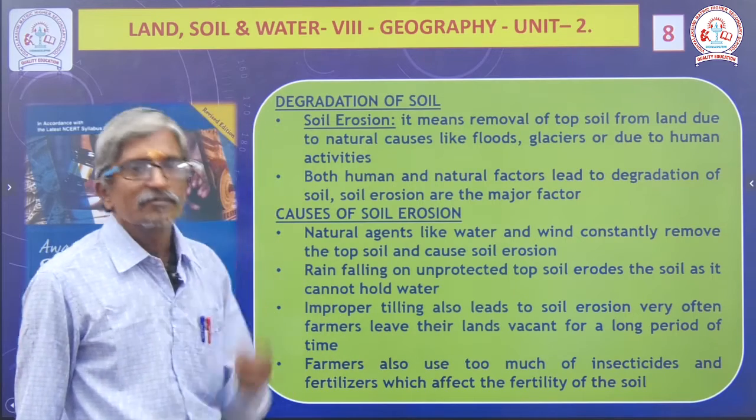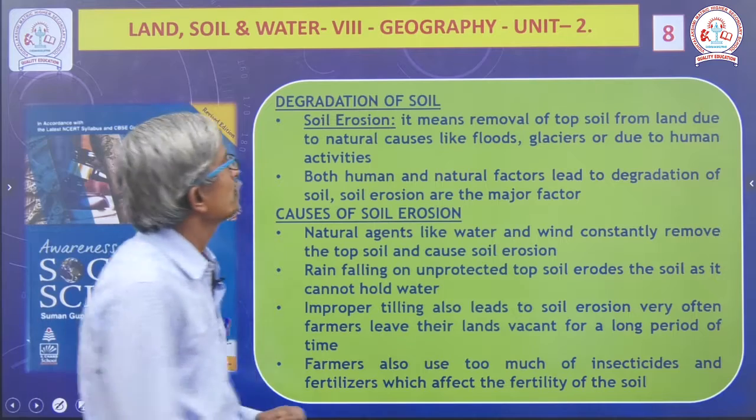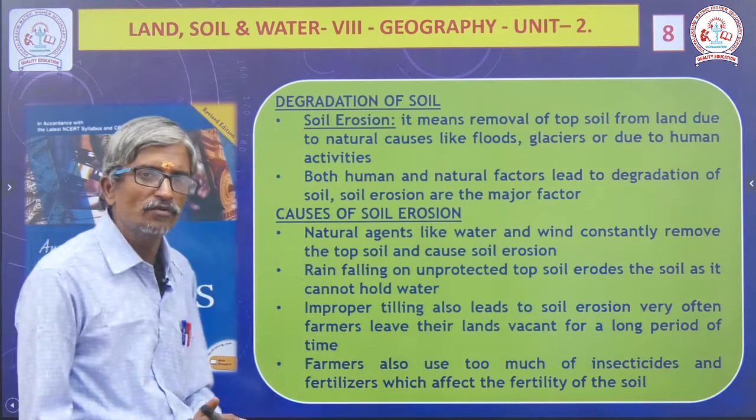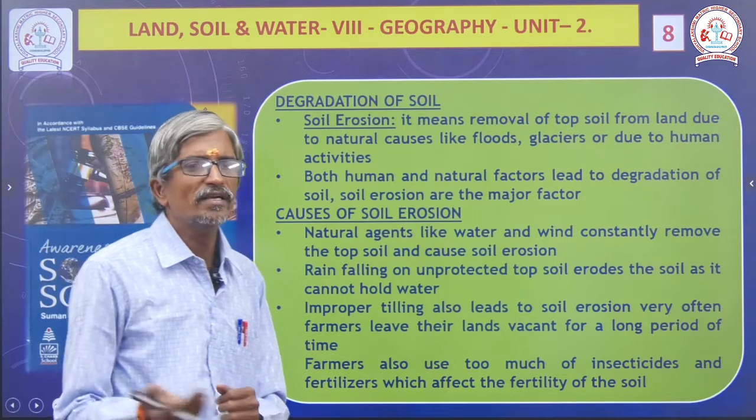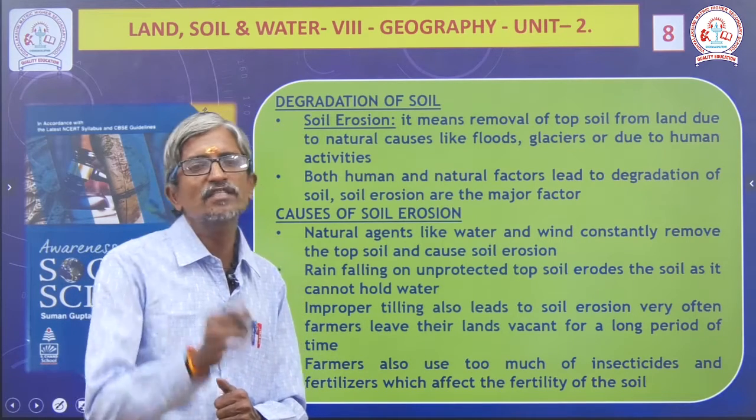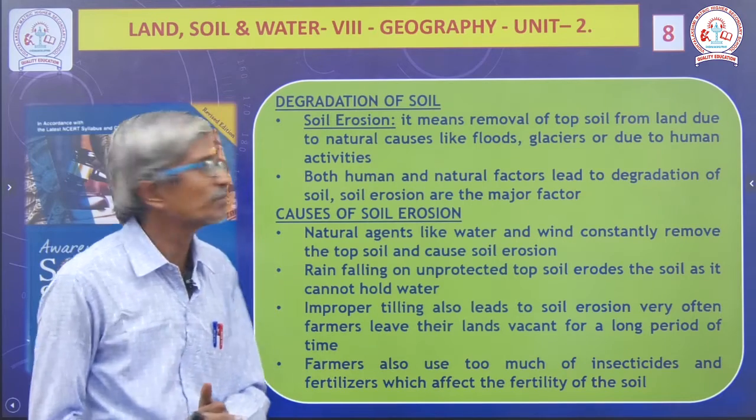degradation of soil. Why is the soil getting degraded? Because the very first reason is erosion. Why does erosion occur? Due to human occupation. Because of many conditions, we can present many reasons here: overgrazing, deforestation, and many other things.